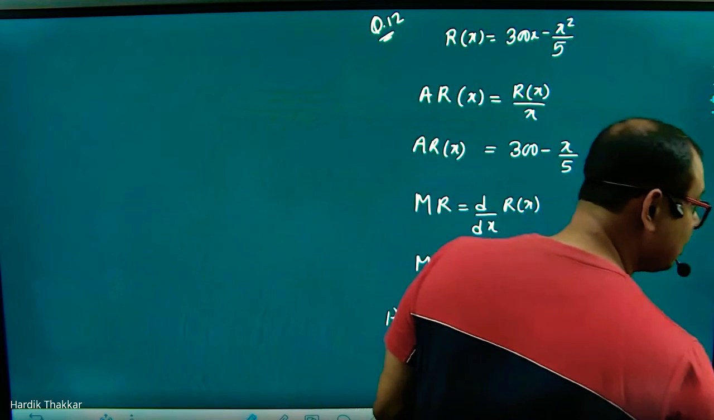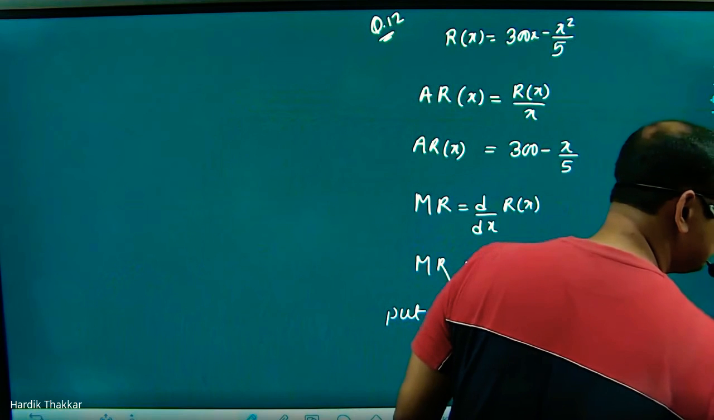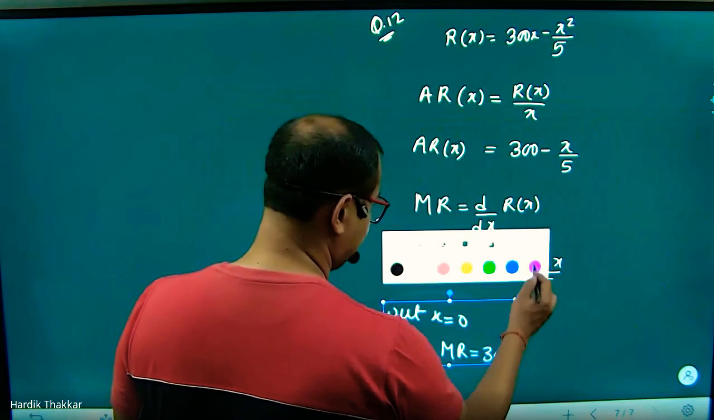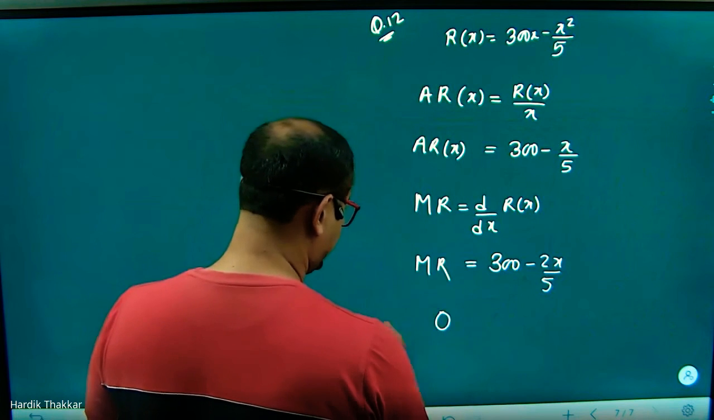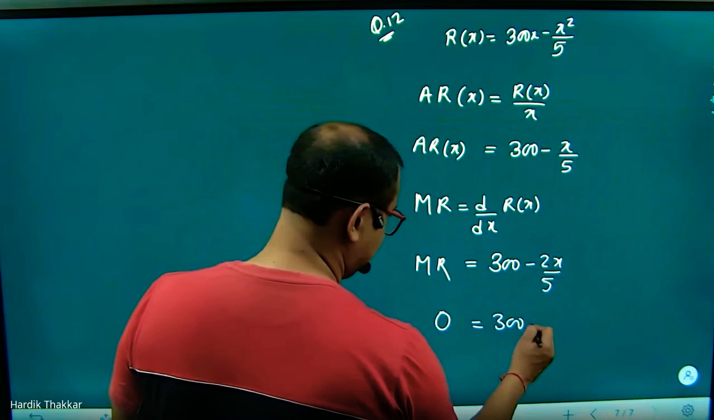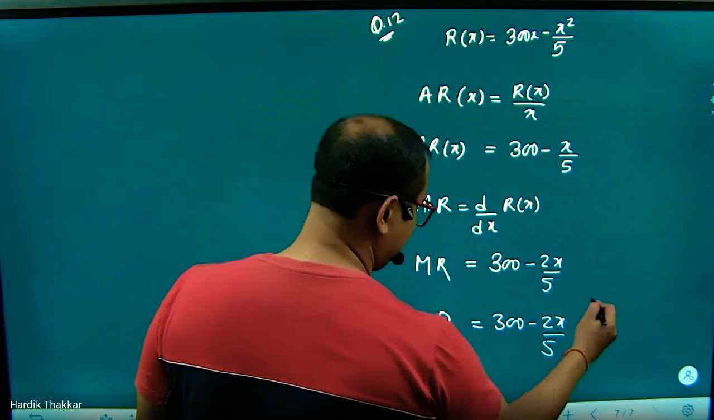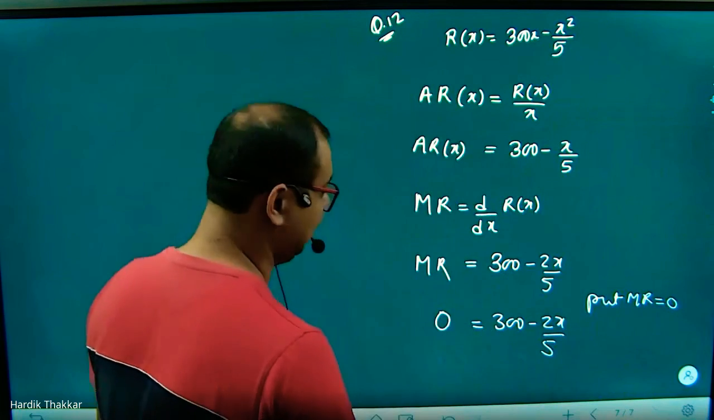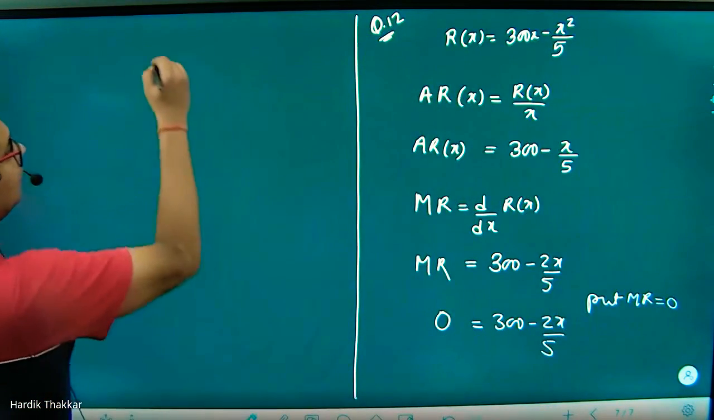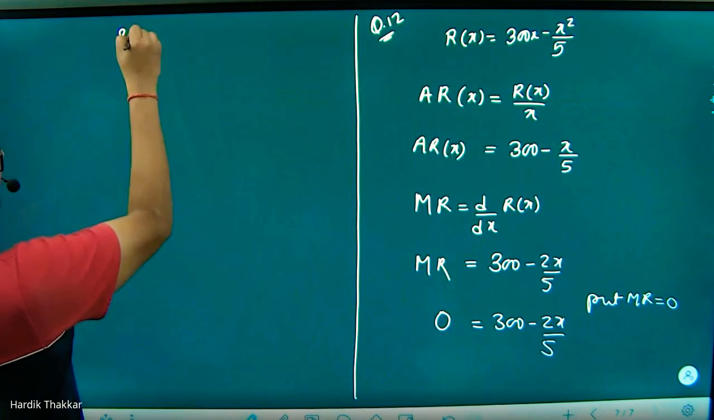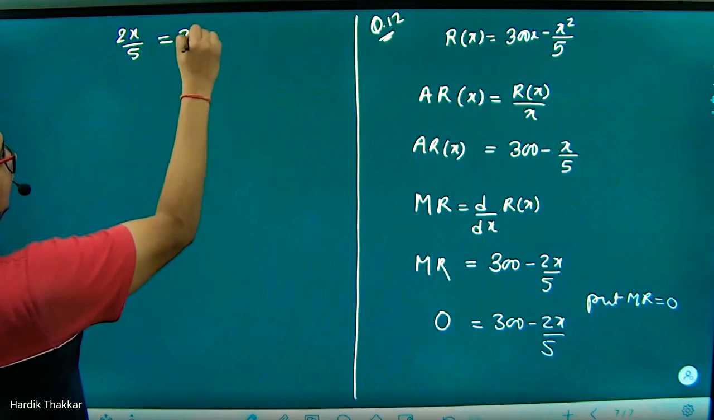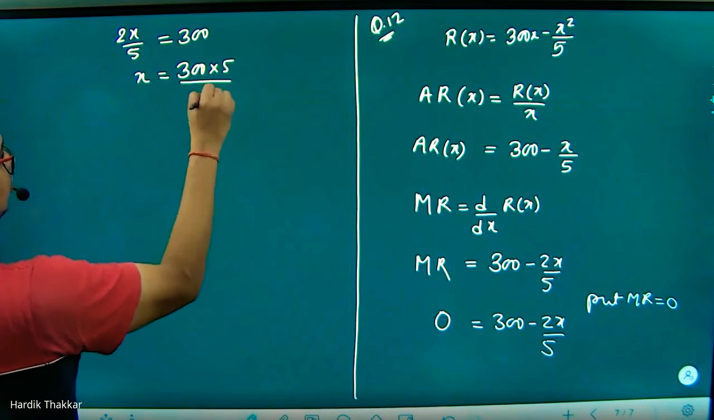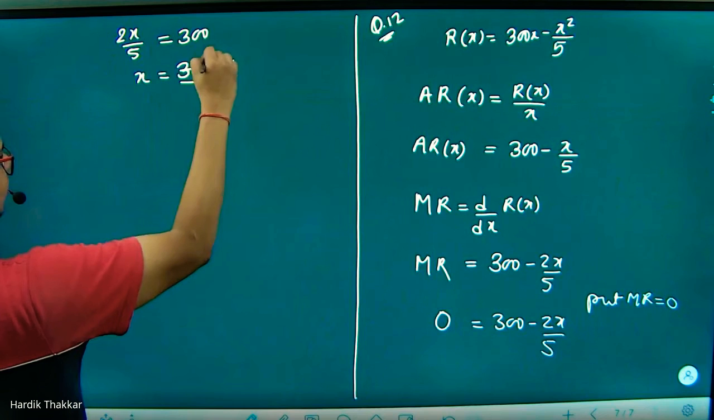What was asked? Sorry. Total revenue when MR is equal to 0. So just put MR equal to 0. That is 300 minus 2x upon 5. Put MR equal to 0 in place of MR. So 2x upon 5 is equal to 300. So x is equal to 300 into 5 upon 2, and how much does that come to, 150.